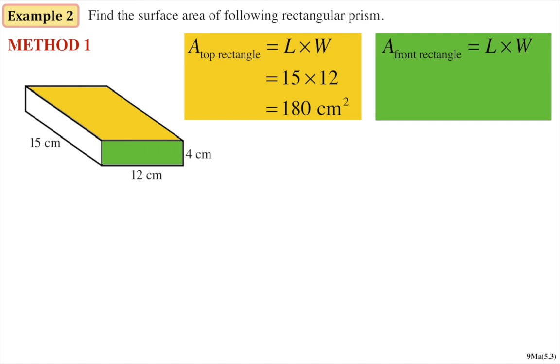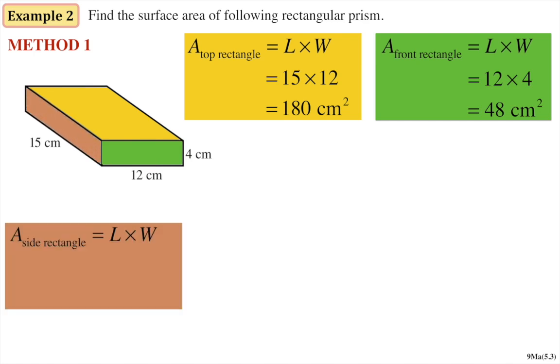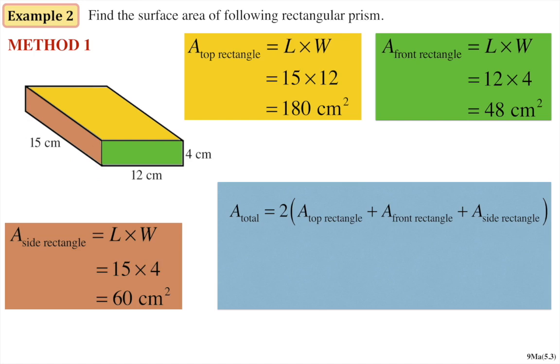The front rectangle is 12 by 4. So the front rectangle is 48 square centimeters. The rectangle on the side on the left is 15 by 4. So I find out 15 by 4, which is 60. And then I actually have to take into account that there are 2 rectangles that are the same as each other: top and bottom, left and right, front and back. And I can do 2 lots of all of those parts added together, and that gives me the surface area of 576 square centimeters for this shape.